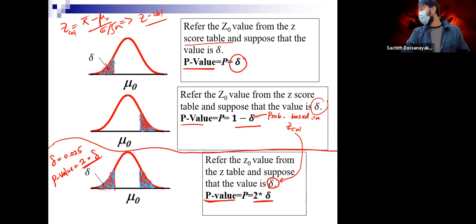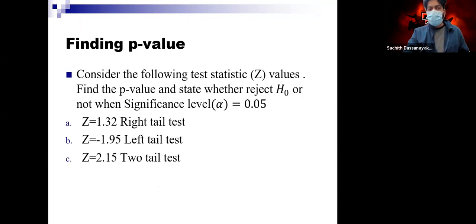I have examples for these 3 different cases. We'll go through that. Okay, p-value approach. Check these examples here. Given the test statistic Z, we need to calculate the p-value, and we have to decide whether H0 is rejected or not. Again, the significance level is given. This is alpha, not delta.